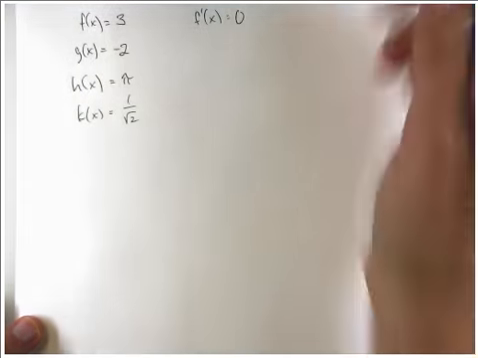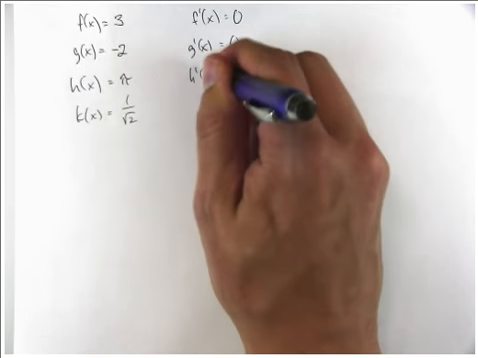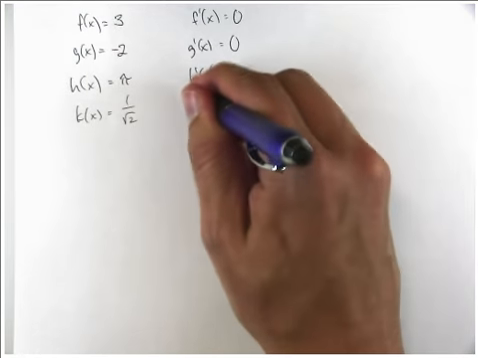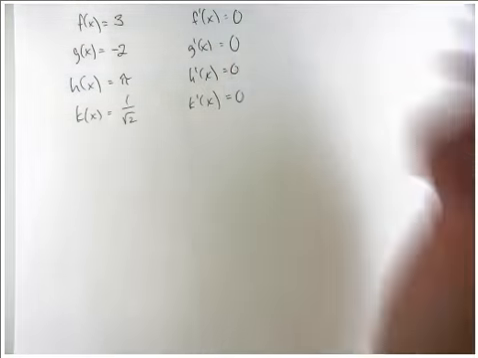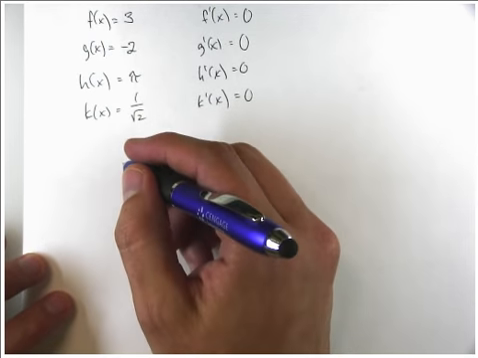What about g prime of x? g of x is -2. Also 0. What about h prime of x? Also 0. And k prime of x? Also 0. No big surprise here. Constants aren't changing. Their derivative is going to be 0. So we could put that into a box. That seems to be a general thing about constants.